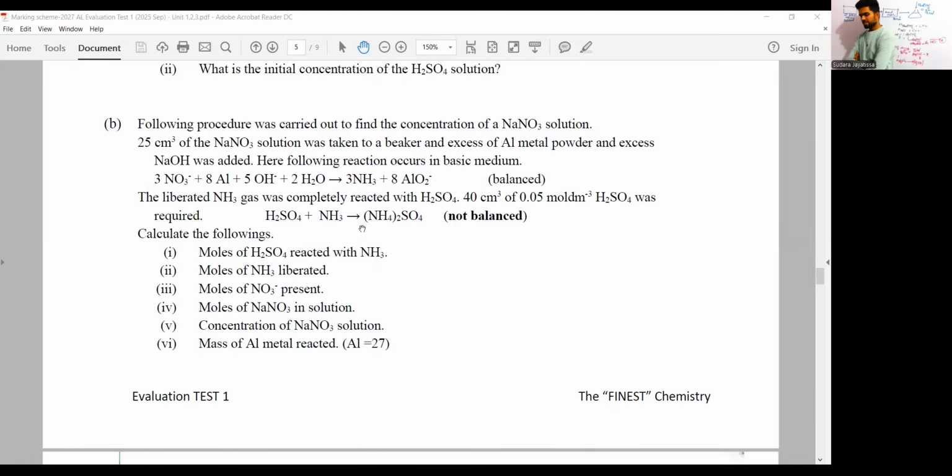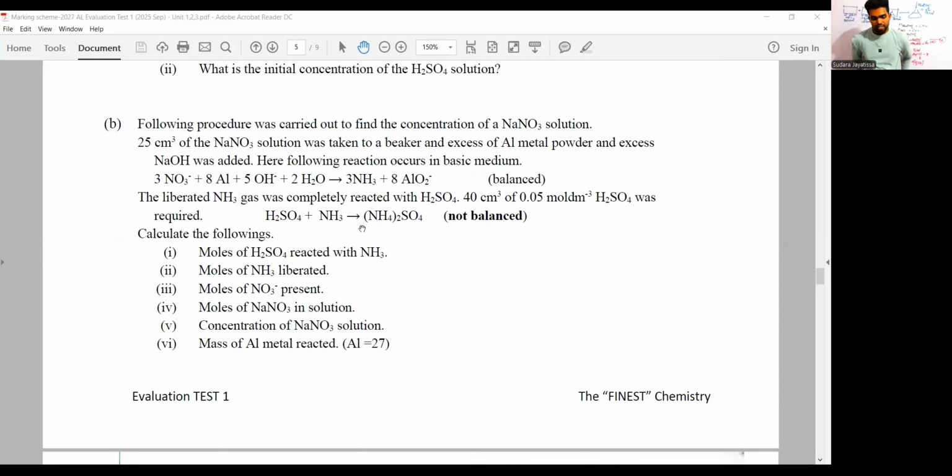Now, this is actually a redox reaction. We learn how to balance this one also. And for your exam, we didn't do redox yet at that time, so I gave you the balanced equation. You just have to use it. But you can see there, all the NO3 minus available converts to ammonia gas. If you have 3 NO3 minus, 3 ammonia is given.